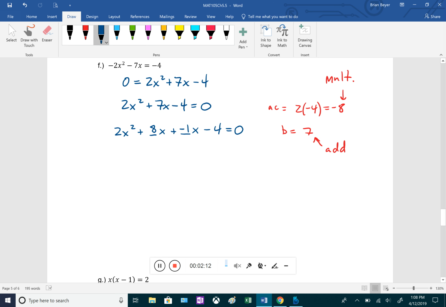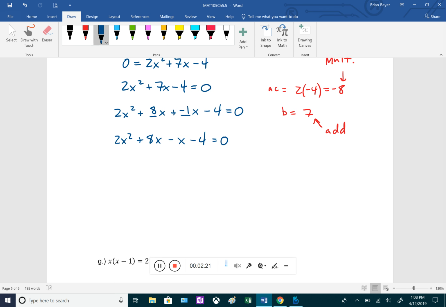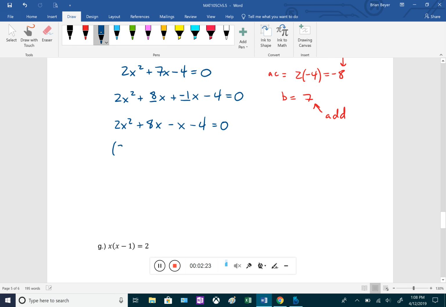So I'm going to rewrite this so it looks a little better now. So that's 2x squared plus 8x minus x minus 4 equals 0. And now we do this by grouping. So we're going to group the first two terms together.